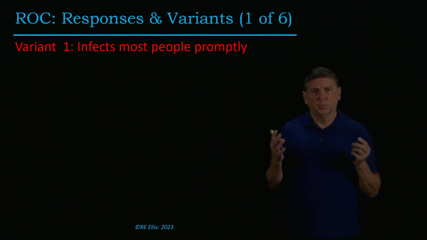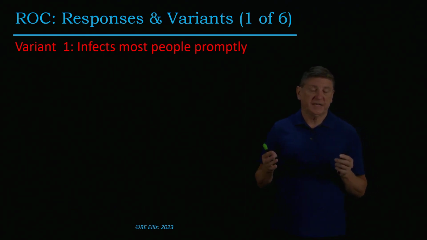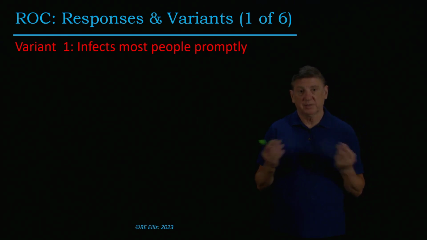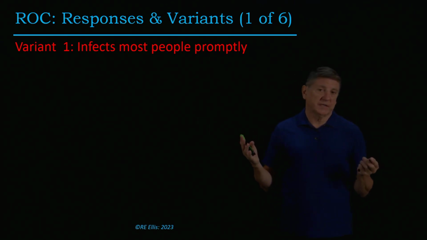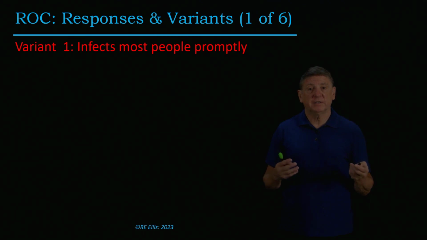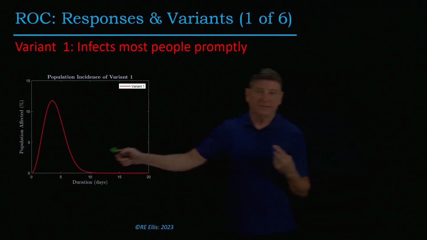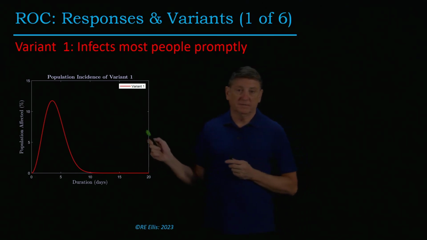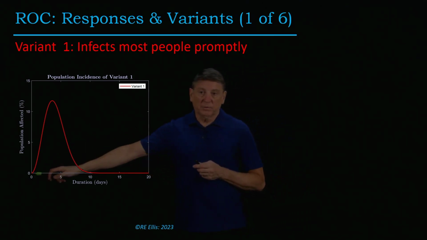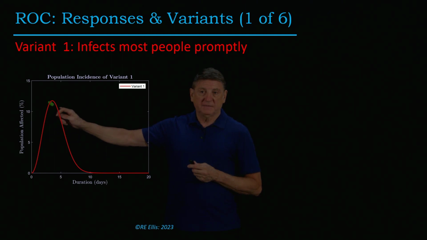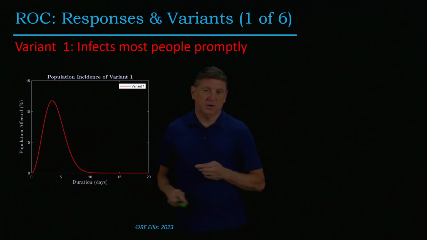Let's suppose that we're going to analyze fictitious data. By fictitious, I mean I personally made it up. So I was thinking, what happens if we have two variants of a virus, and variant 1 infects most people promptly, and if we were to measure from the onset of their symptoms to days, what we would see is that variant 1 has infected a large proportion of the population by day 4, and then it rapidly drops off.